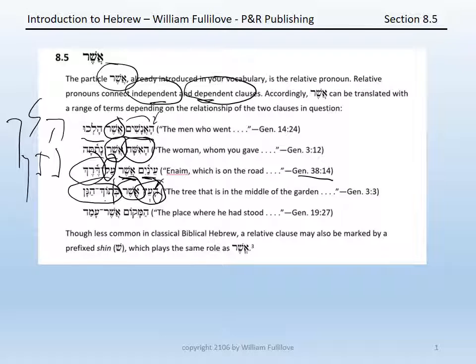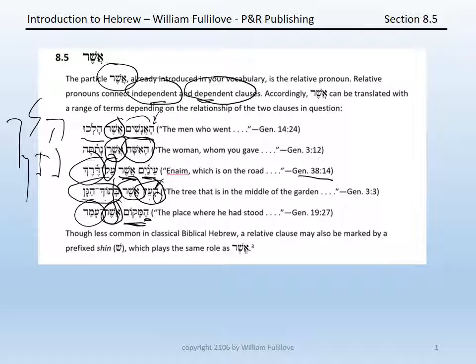Finally, Genesis 19:27, ha-makom asher amad. Ha, definite article, the, makom, place, where, in this case for asher, amad, Qal perfect, third masculine singular of ayin mem dalet, he stood. The place asher in this case must be translated "where he had stood."